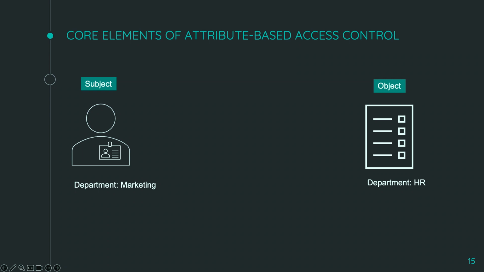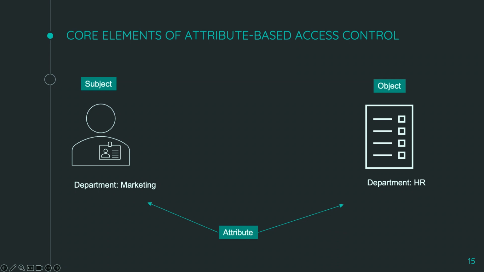And a subject in Drupal would be a user. An object would be a node, or a taxonomy term, or a media item, or something like that. Now, with each of these subjects and objects, you have your attributes, right? This is ABAC. And then in Drupal, these are just fields, and it can be any kind of field that you want.